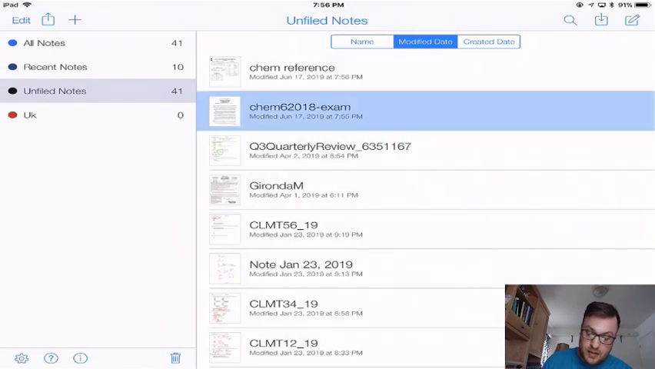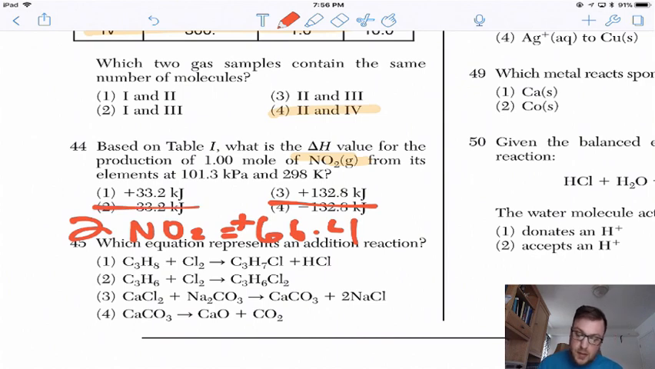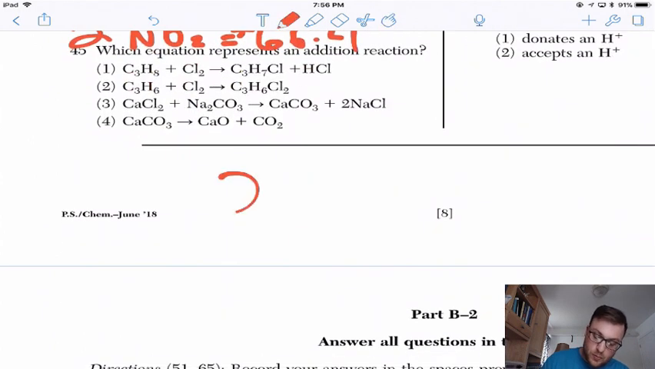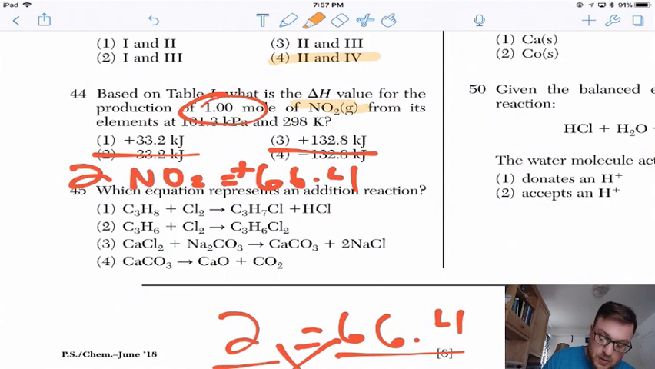So normally, 2 moles of NO2 gas gives you a positive 66.4. Let's get rid of these negatives before we make a silly mistake. What happens if you have 1 mole of NO2 gas? So, if 2 normally makes 66.4, 1 will make how many? Well, when you cross multiply and divide, you will just end up dividing both sides by 2, which means the right answer is 33.